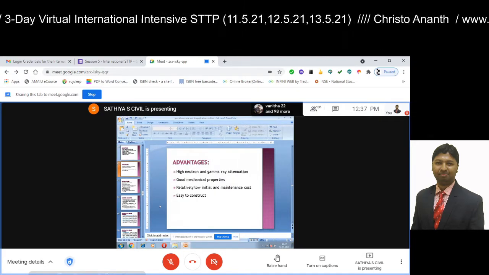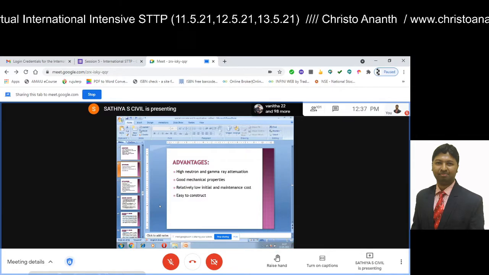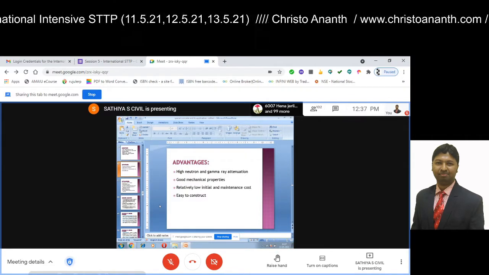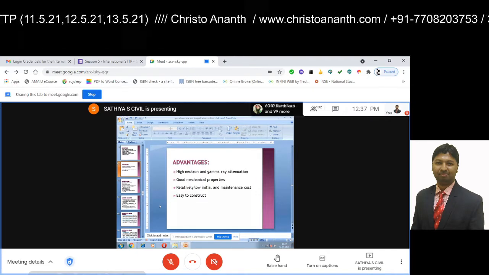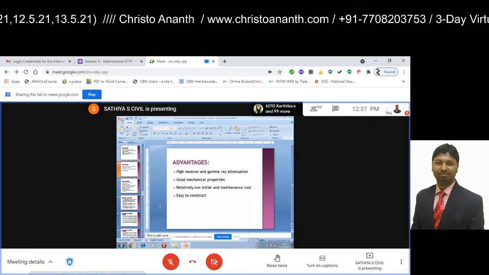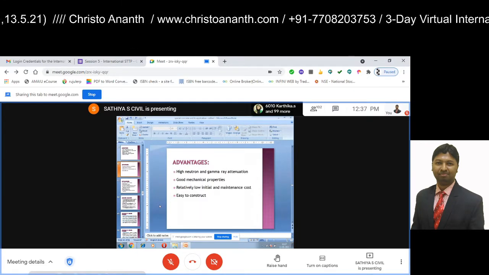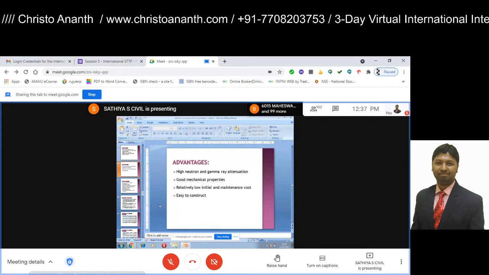Then the advantages: high neutron and gamma ray attenuation, good mechanical properties, relatively low initial and maintenance cost, and it is easy to construct. These are all the added advantages of high density concrete.